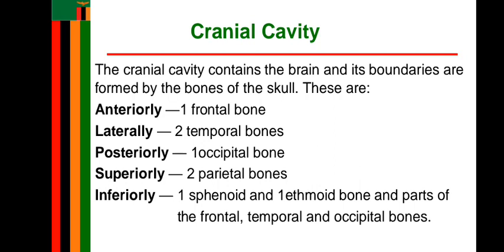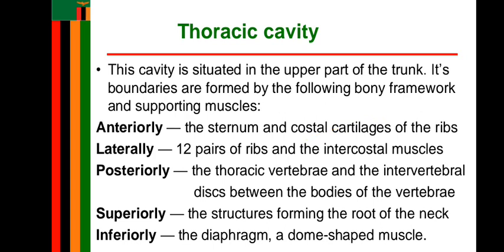Where is it found? The cranial cavity contains the brain and its boundary, which is the bones of the skull. On the anterior part, we have one frontal bone. Then on the lateral side, we have two temporal bones. Posteriorly, or rather dorsally, we have one occipital bone. Then superiorly, we have two parietal bones. And inferiorly, we have one sphenoid and one ethmoid bone, and part of the frontal as well as the temporal and occipital bones. Okay, so that was just about the cranial cavity and everything that you need to know.